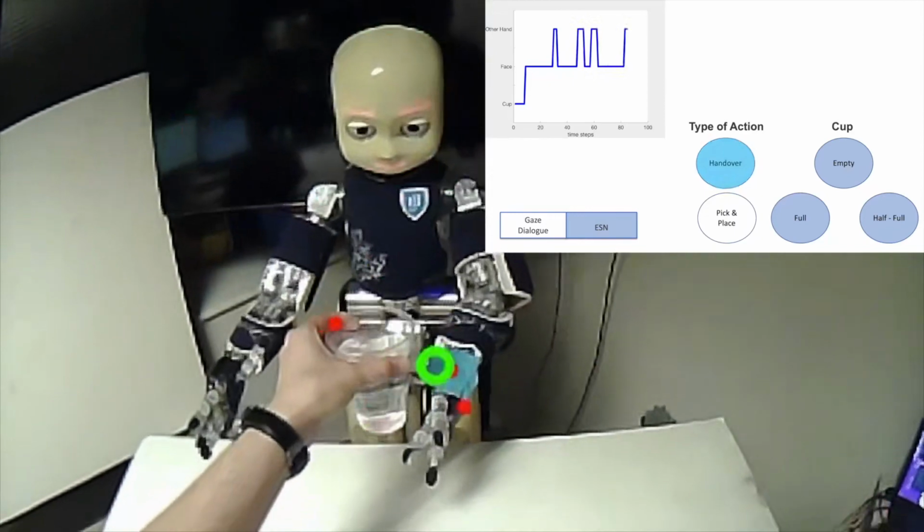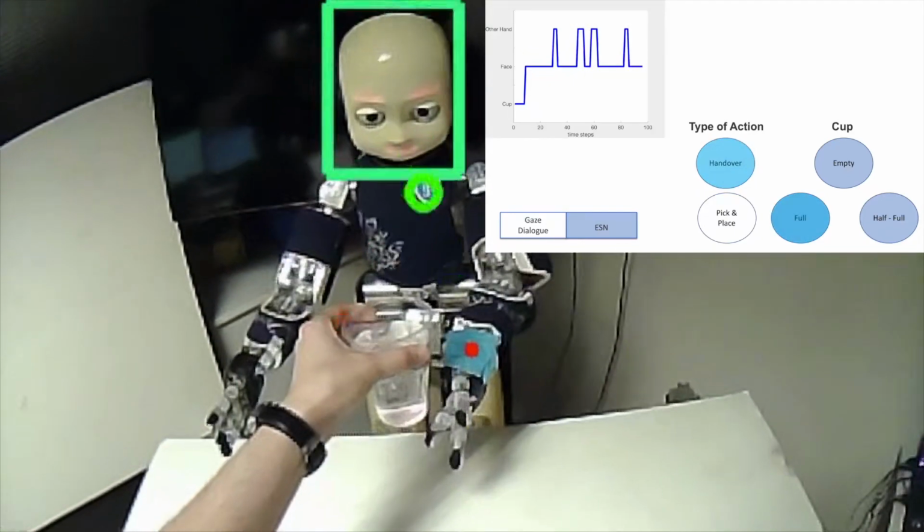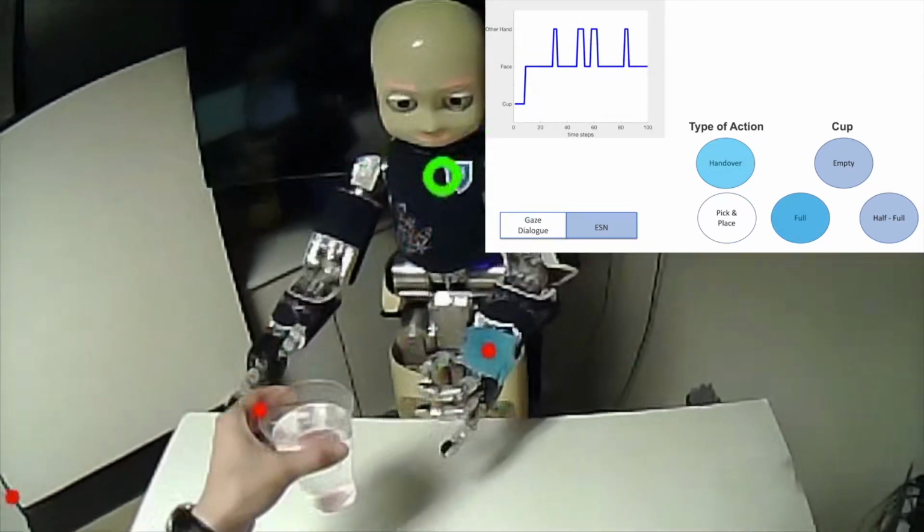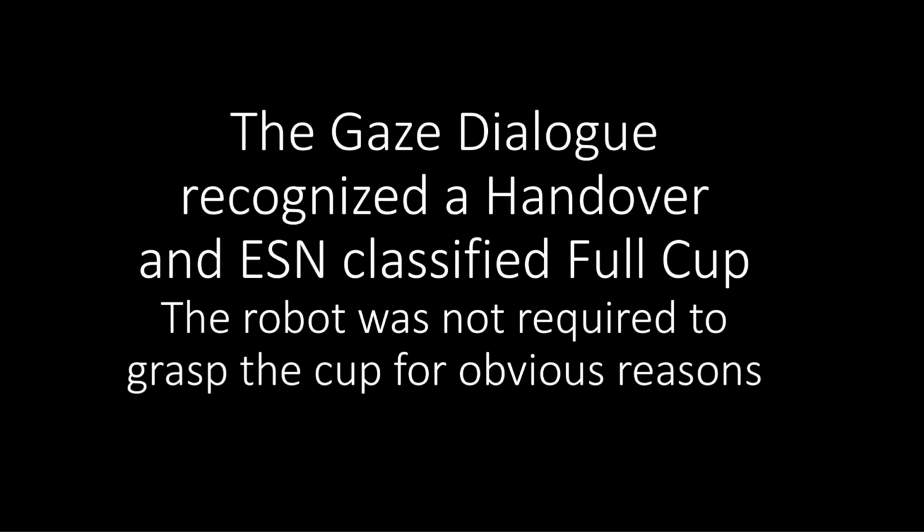And given that this is water we're dealing with, the robot wants to grasp the cup, but we don't let it because it's water.